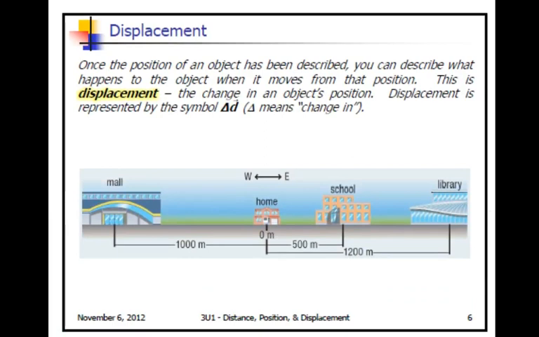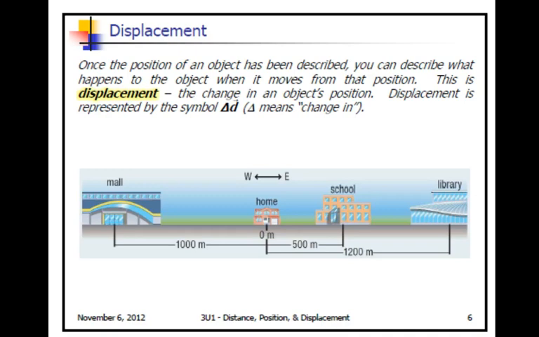Displacement. This is the measure of the change in an object's position. So displacement is its final position minus its initial position. And displacement is a vector quantity. The symbol for displacement is delta d with an arrow on top. Delta is actually the Greek letter D. It stands for difference or change.